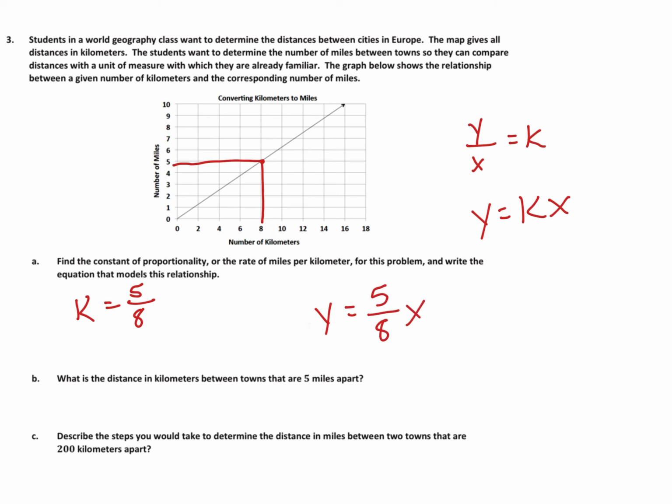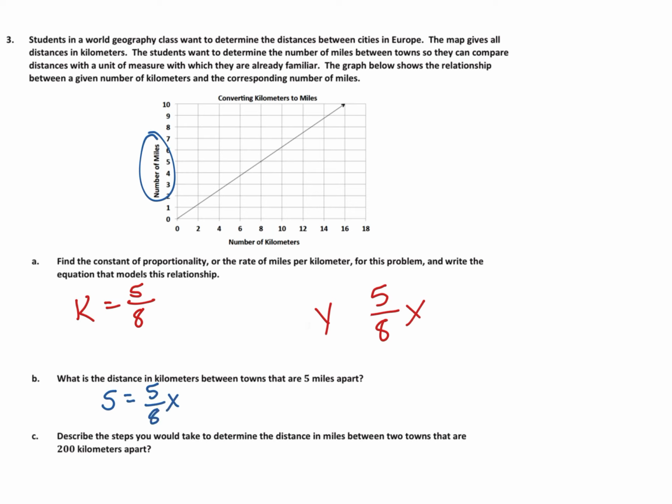What is the distance in kilometers between towns that are 5 miles apart? Miles is the y value, so we're going to put miles in the y's position of the equation. And we need to solve it for x by dividing by 5/8 on both sides. Remember, that flips a fraction, so now I have 5 times 8/5. The 5's divide out, and we're left with 8.